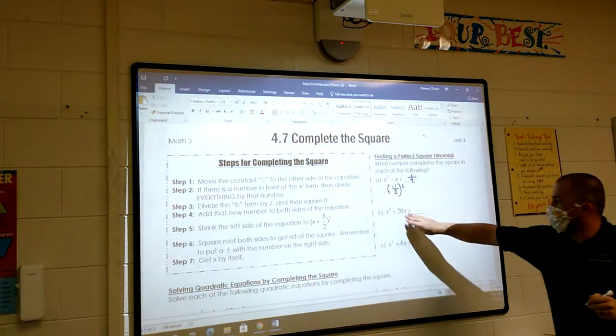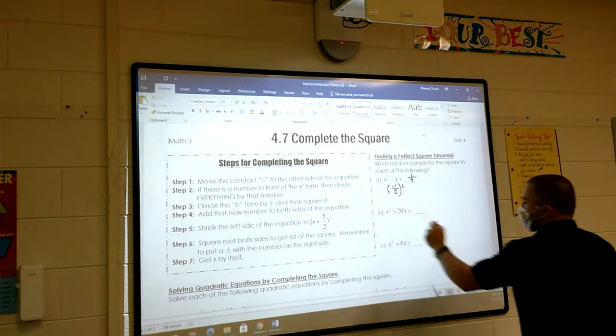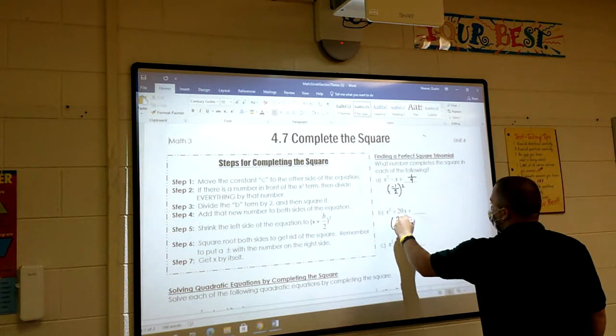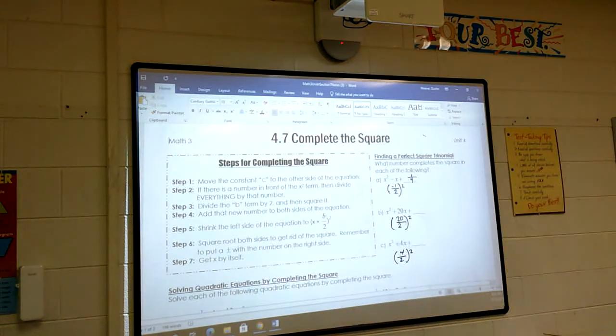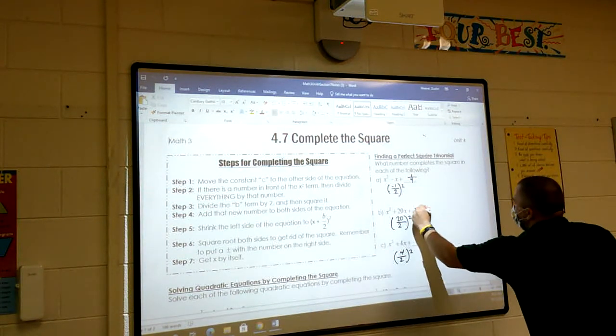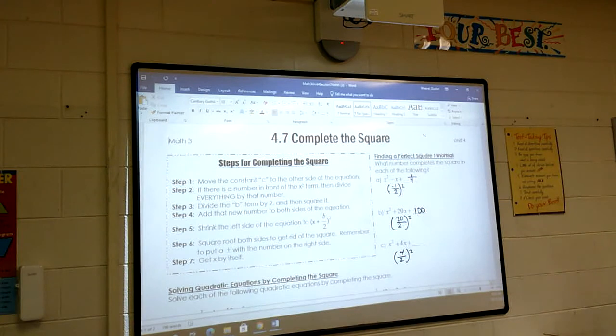So here, you always take the number in front of X, divide it by 2, and square it. So this would be 20 divided by 2 squared. And then down here, this would be 4 divided by 2 squared. So in B, what's the number that we add at the end? In B, 20 divided by 2 squared. 100, yep. So that would be 100. And then in C, 4 divided by 2 squared is 4.